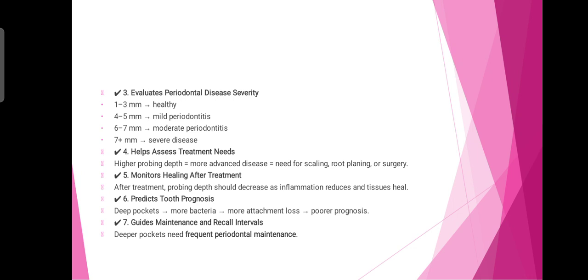It also evaluates periodontal disease severity. 1 to 3 mm is healthy, 4 to 5 is mild periodontitis, 6 to 7 mm is moderate periodontitis, and 7 plus millimeters is severe disease. It helps assess treatment needs. Higher probing depth equals more advanced disease, and that means it needs scaling and root planing or even surgery. It monitors healing after treatment.